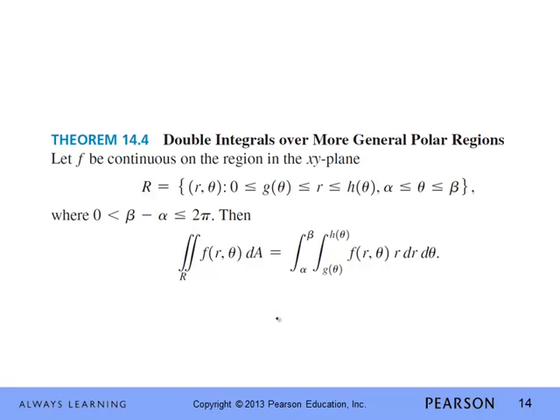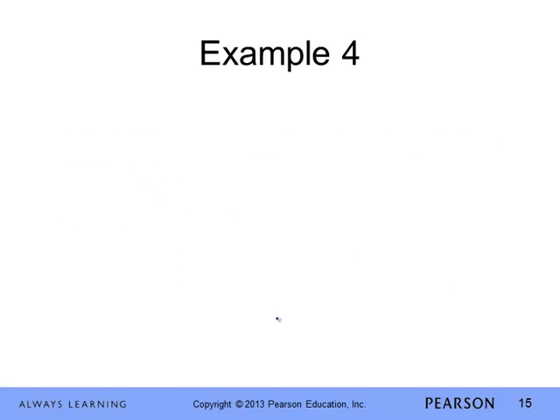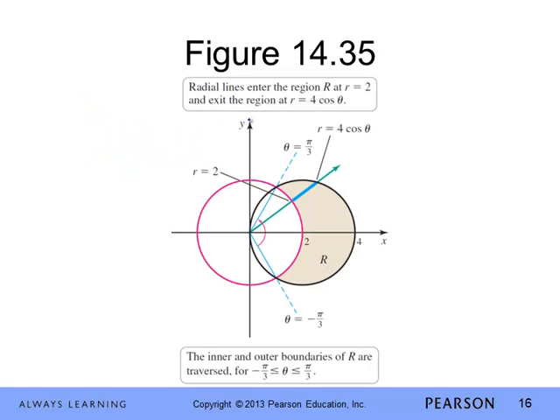So let's go ahead and dive right into an example here. Example number 4. Now, we're going to write an iterated integral for the following regions on the xy plane. The first one is the region outside the circle r equals 2, and inside the circle r equals 4 cosine theta. So what we want to do is find, or at least set up, an integral that will calculate this area right here.